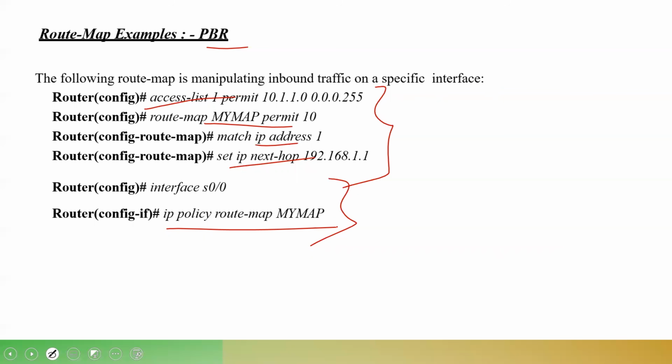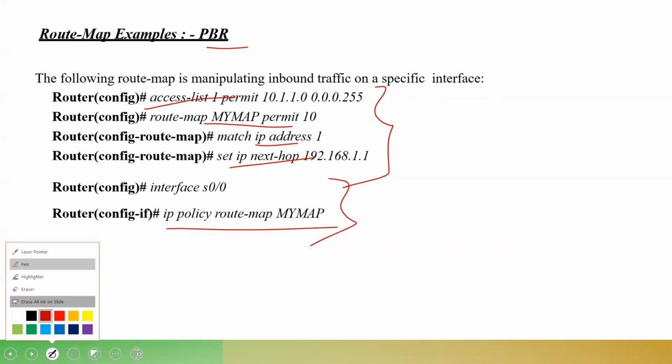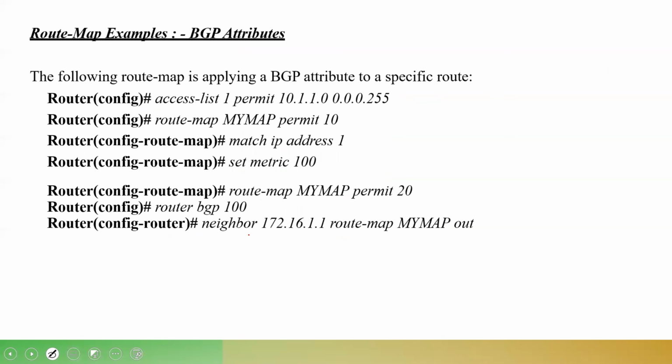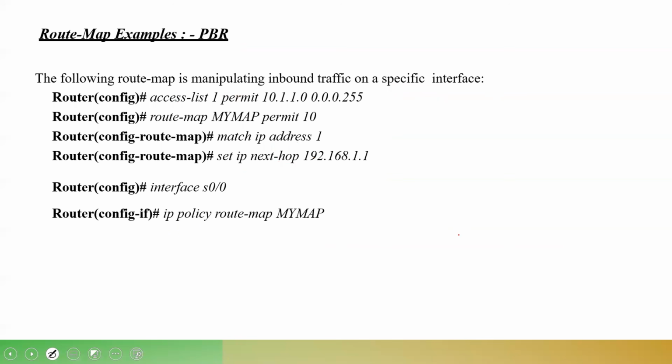In case of PBR, policy-based routing, we are applying the policy to the interface. In case of route redistribution, we are applying it with the redistribute keyword over the routing process. And with respect to BGP, we are applying it to the neighbor, either inbound or outbound. Okay, great. So this is the usability use case with the route map. We can stop here, and in the next section we will work on one troubleshooting ticket.